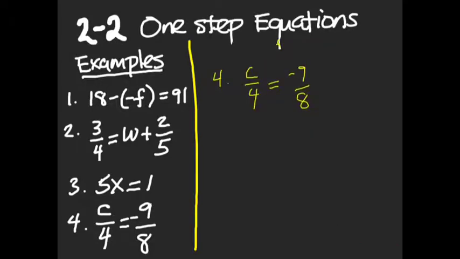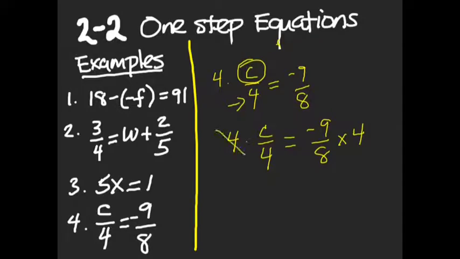Finally, in example number 4, we have our variable c that we'd like to isolate. The only number on this side of the equation is 4. And what is 4 doing to c? It is dividing c. The opposite of division is multiplication, so we're going to multiply both sides of the equation by 4. As you can see, good things happen when you choose to multiply both sides by 4. We get rid of the 4 in the denominator, and c is isolated, which is what we want. It's by itself. I'm left with 9/8 times, and I can write this as a fraction, 4/1.